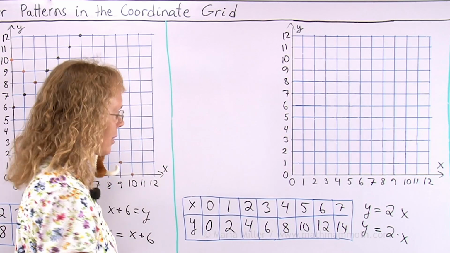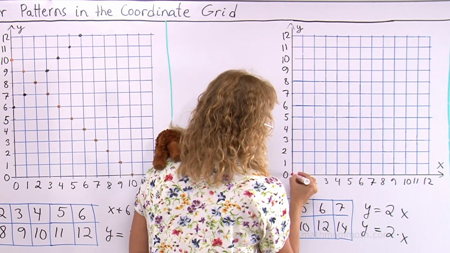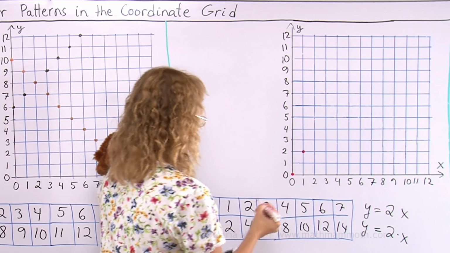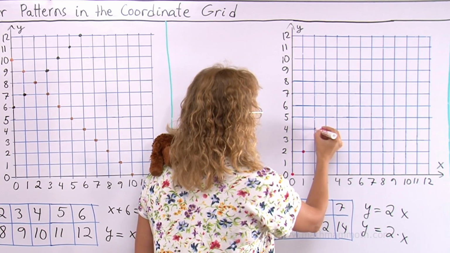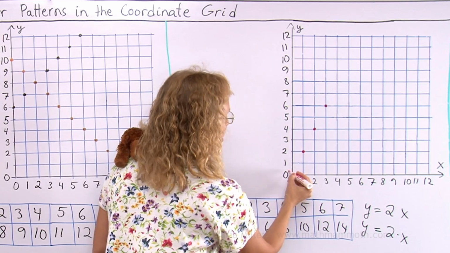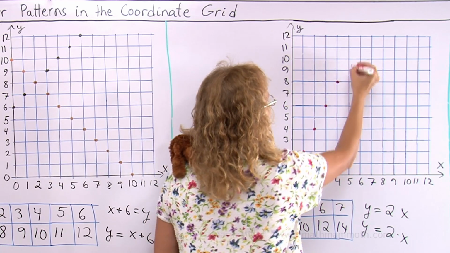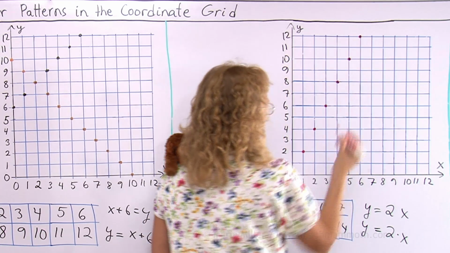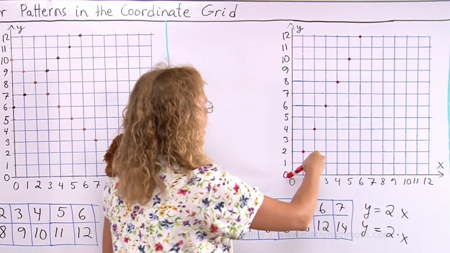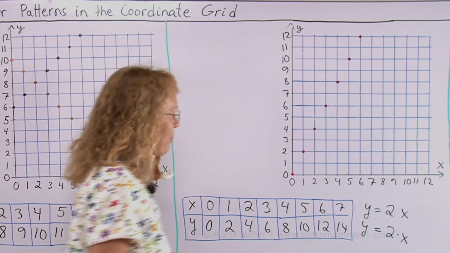Okay, double x. Let's plot these, 0 and 0. Then 1 and 2. 1 this way is 2 up. 2 and 4. 3 and 6. I see now that whenever I go 1 over this way, I go 2 up. Okay, that's the pattern here. There. 7, 14 I cannot plot. I don't have enough of a grid, but you can imagine it would continue up and up. It would just continue climbing up.